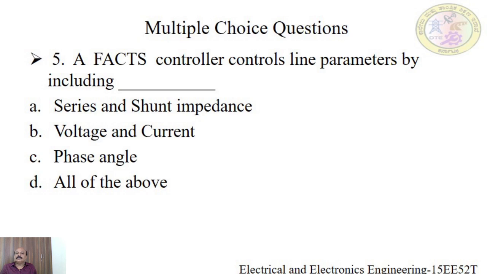As we have already seen, the FACTS controllers are nothing but the variable impedance. A series controller introduces voltage in series with a line, whereas a shunt controller injects the current in the line. It also corrects the phase angle. Hence, the answer would be D, all of the above. Let us see. Yes, it is D. A FACTS controller controls line parameters by including series and shunt impedance, voltage and current, phase angle. Hence, all of the above is the correct answer.